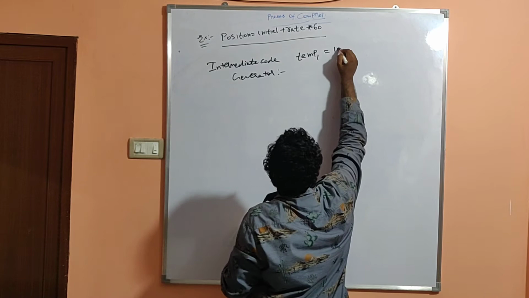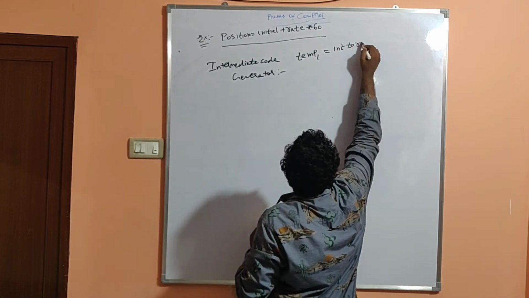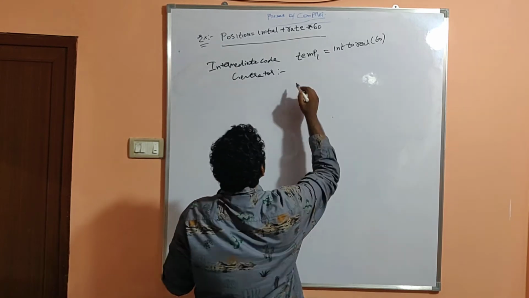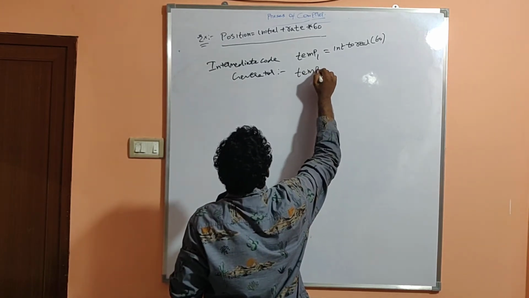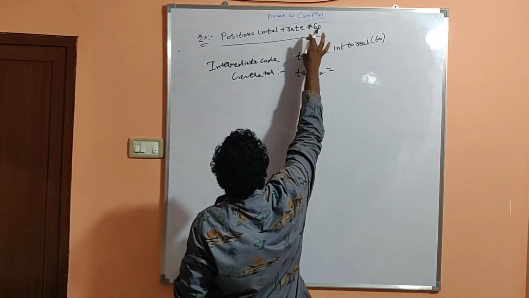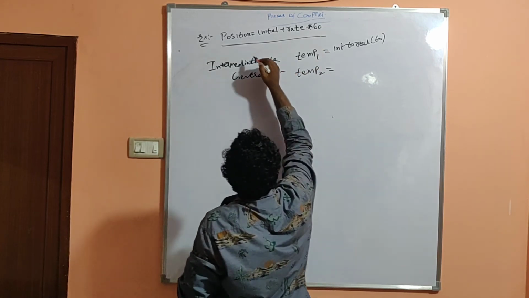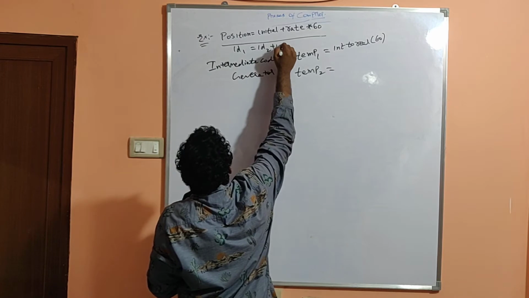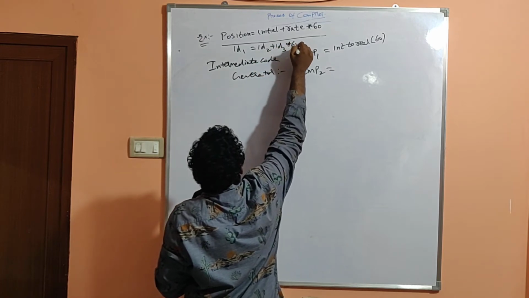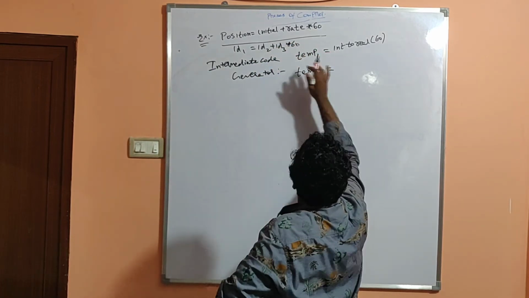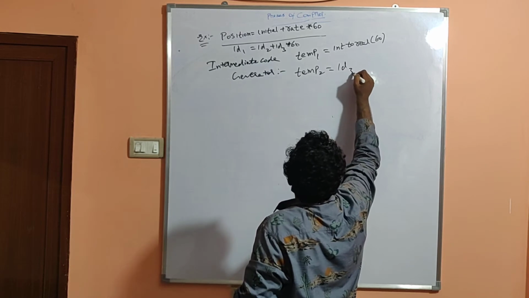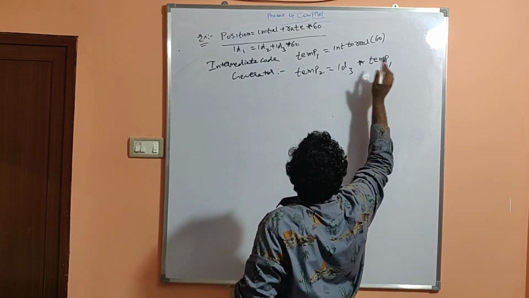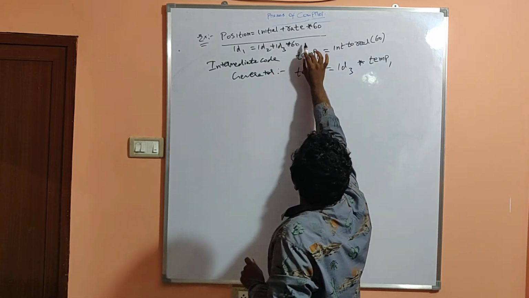So temp1 is equal to inttoreal of 60. Next, temp2. We have completed the task of 60, so we write the positions: id1 is equal to id2 plus id3 into 60. So we have completed 60. Now the balance is id3 into temp1.